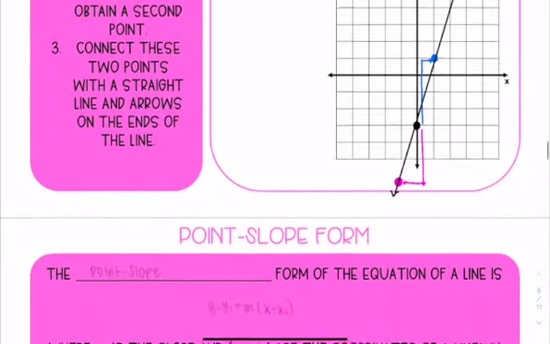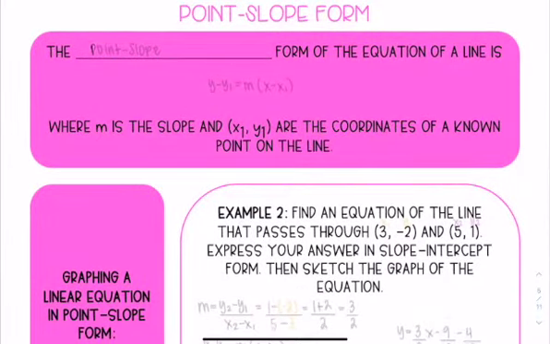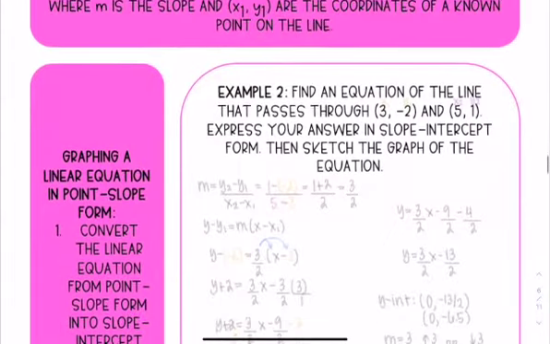Now we have another form, which is the point-slope form. And so the point-slope form of the equation of a line is y minus y1 equals m times x minus x1, where m is still the slope and x1, y1 are the coordinates of a known point on the line. So if I'm graphing a linear equation in point-slope form, the first thing I'm going to do is convert it to slope-intercept form. Then I'm just going to do the steps that we did for example number 1.